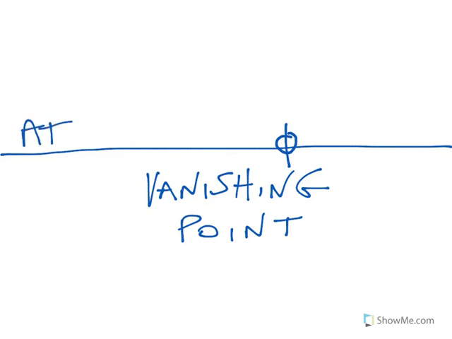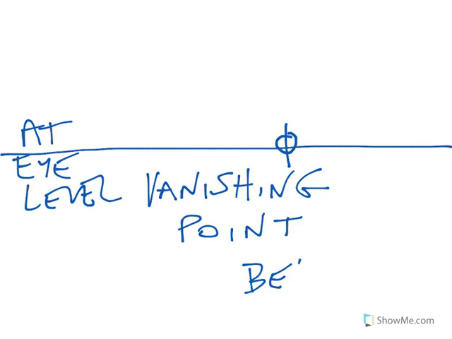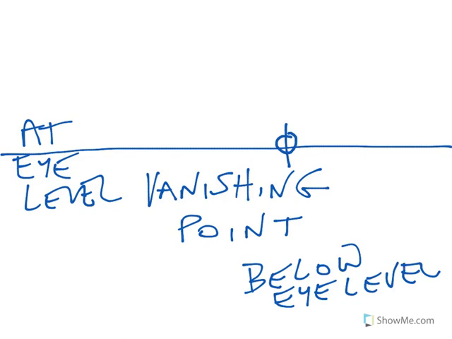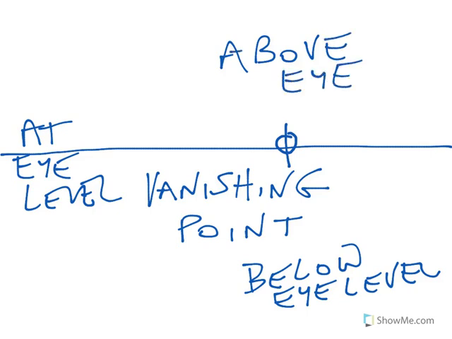This is called at eye level. The area beneath the horizon line is called below eye level. And strangely enough, the area above eye level is usually referred to as above eye level. And we need to know that terminology in order to be able to express ourselves verbally about perspective drawing.